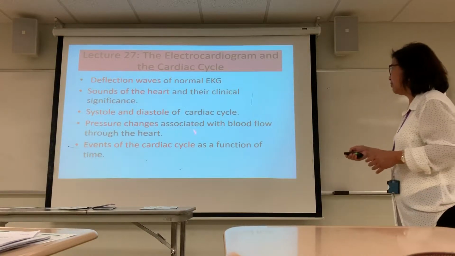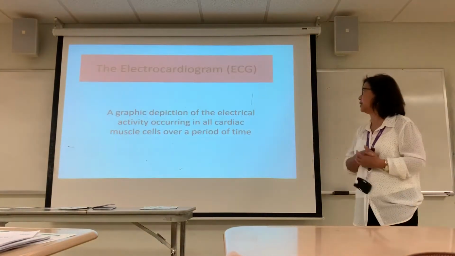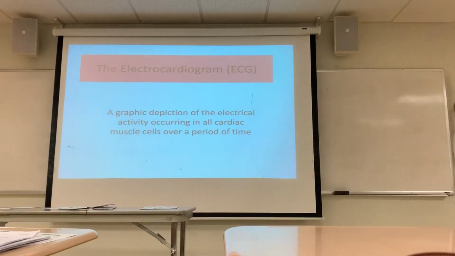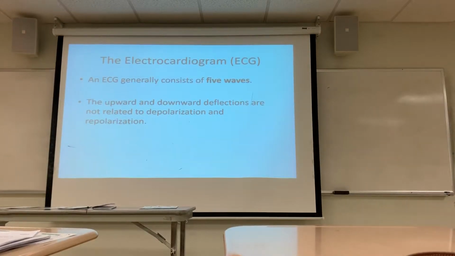Then we have the pressure changes associated with it, and of course your cardiac cycle, which is the measurement of one heartbeat to the other. So we will know for sure what's happening inside your heart. Where's the blood coming from? Where's the diastole? Where's the systole? How does the pressure change during diastole and during systole?